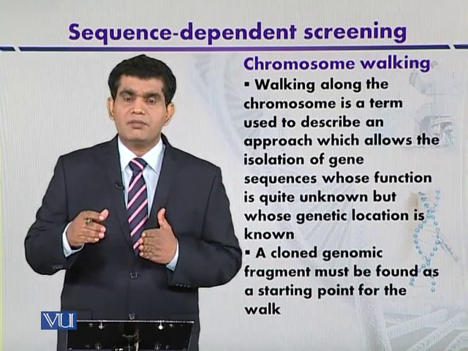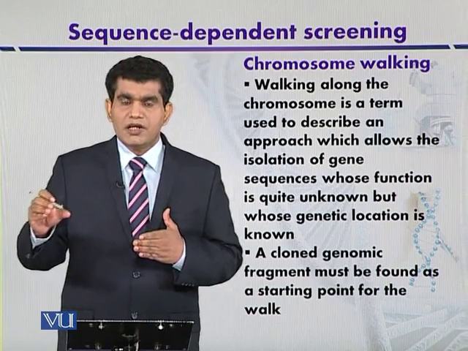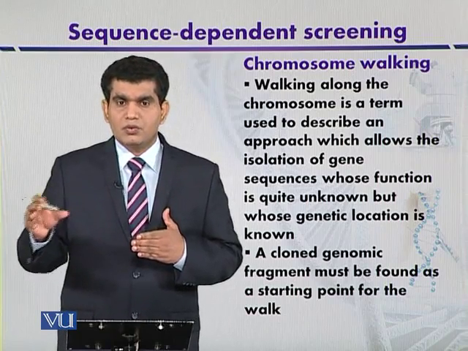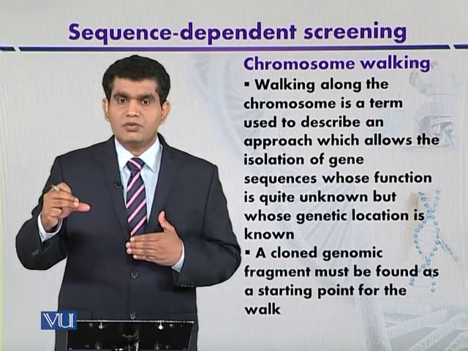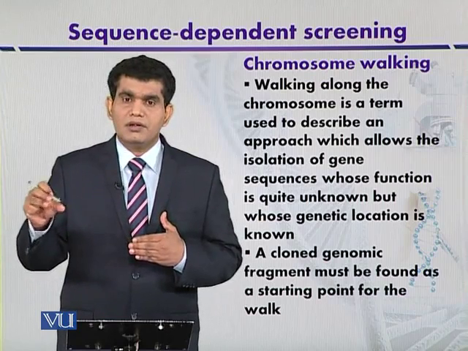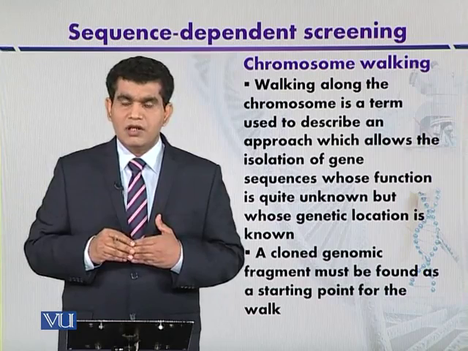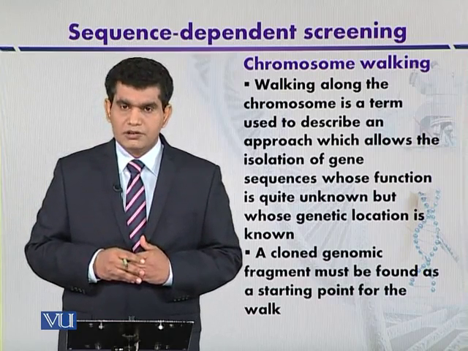When the next DNA fragment is detected, we will use its end to detect the second lambda clone. So the end of the next fragment is used as a probe, so that we can move along the length of the chromosome, and this technique is called chromosome walking.